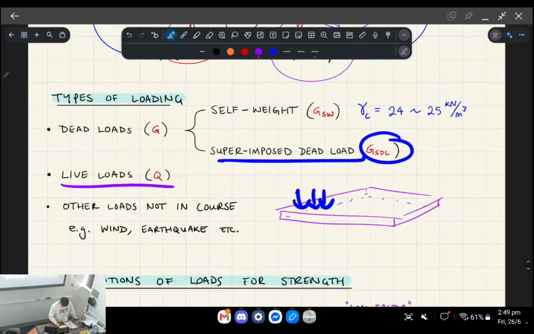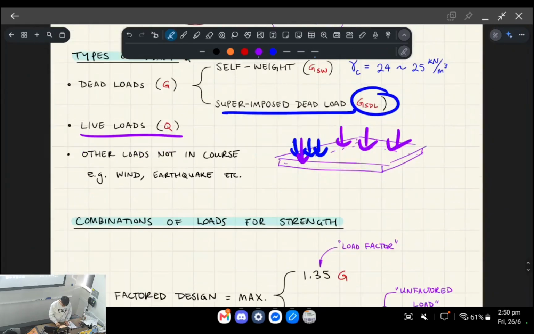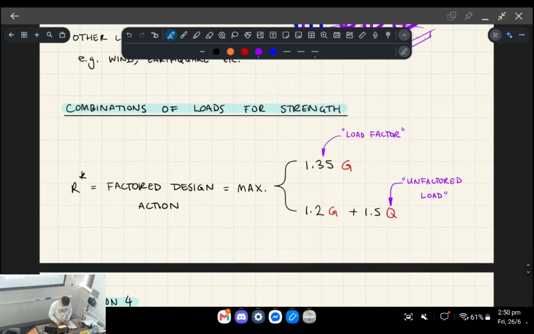What is a live load? A live load might be me behind the lectern and it might be you guys in your seats, okay? These are loads which on one day it could be there, on a different day it could not be there, okay? So that's the idea of a live load. Okay, so why do we need to consider these loads differently?